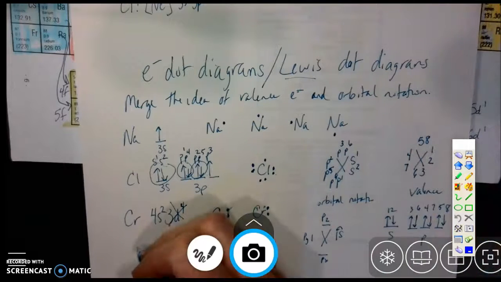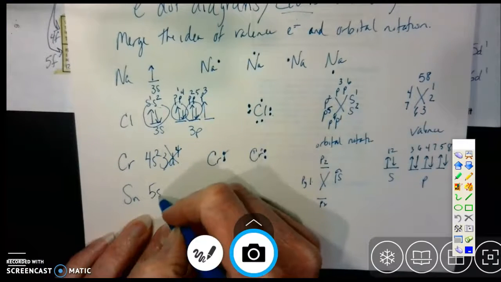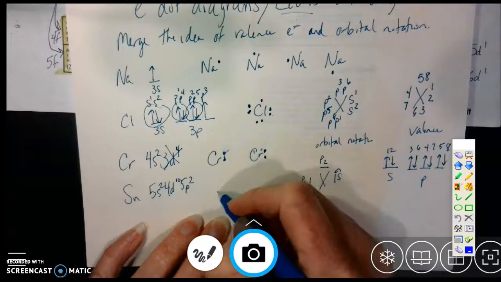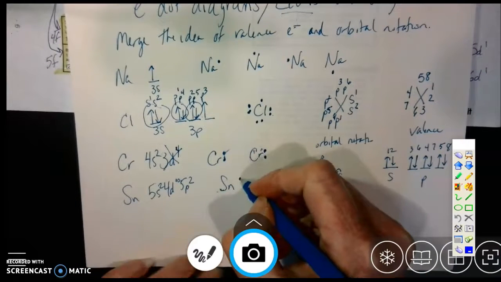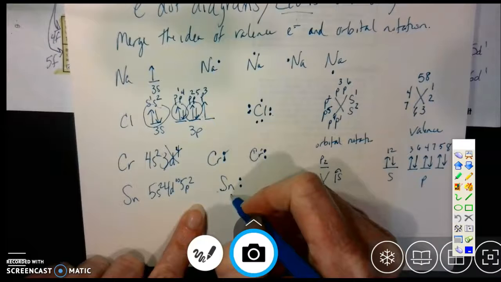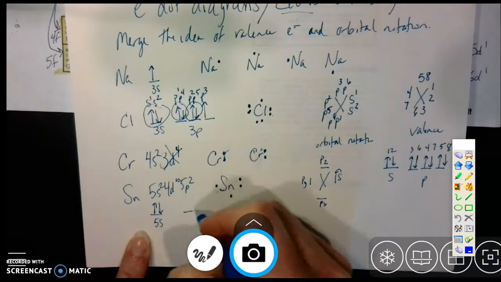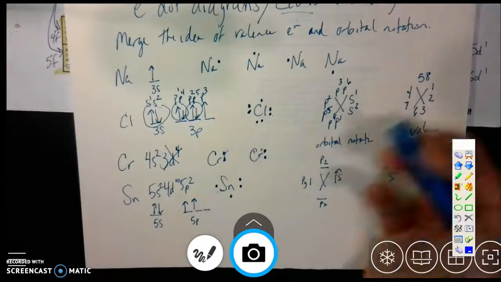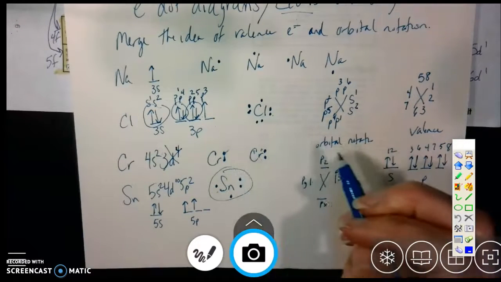When I go to tin, that was the last example we did, I have that 5s2, 4d10, 5p2. I'm going to start with my 2 s's on this side, and then my 2 p's. I'm going to have 1 here and 1 here because the orbital notation is going to look like this. Now I'm going to skip the D's in the interest of time. Those would all be filled, but they don't show up here anyway. So that would be your electron dot diagram for tin.